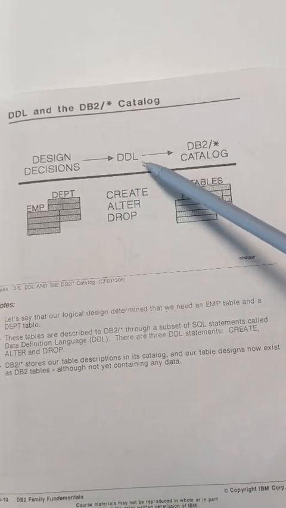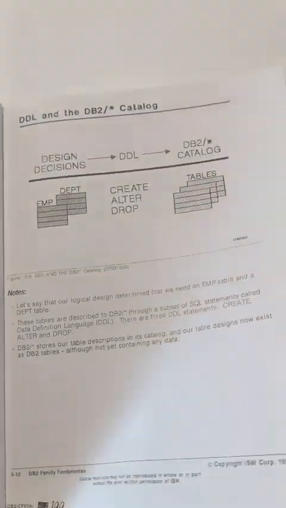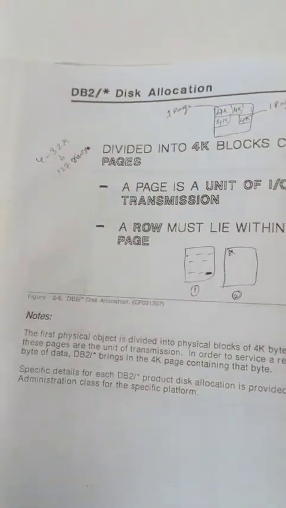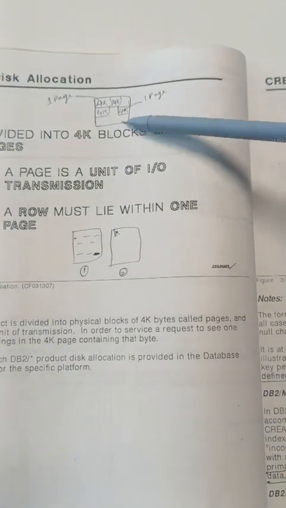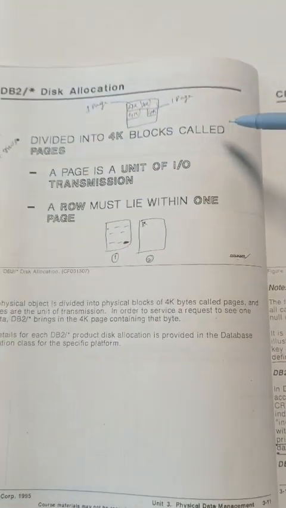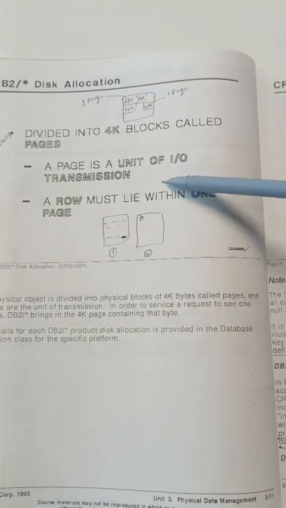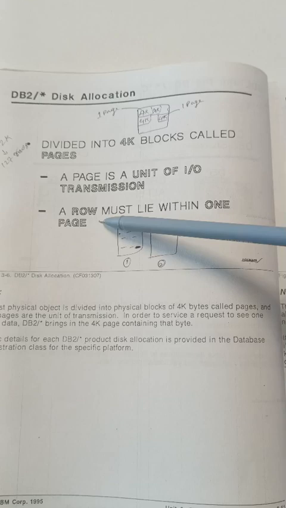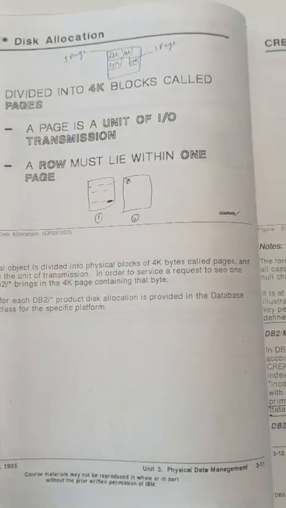First you will create using the create, alter, and drop commands. And you can see here the DB2 family disk allocation. Each page is divided into 4K blocks called pages here, and a page is a unit of I/O transmission, nothing but we transfer whatever is in the page. A row must live within one page.